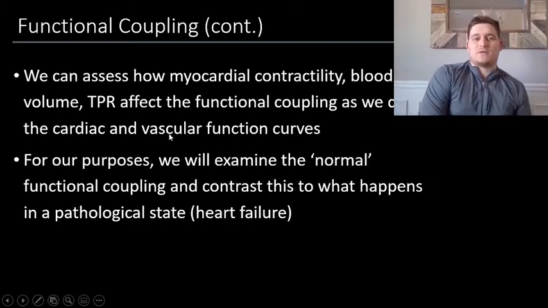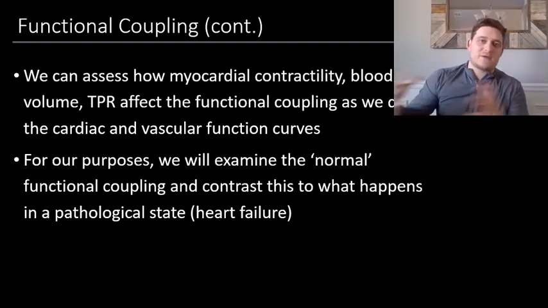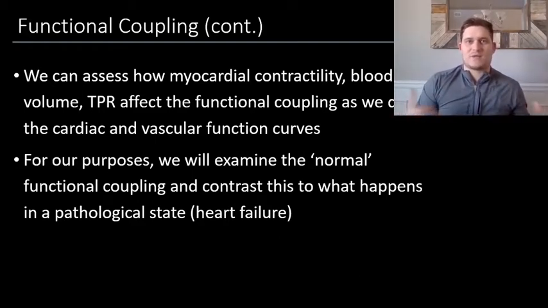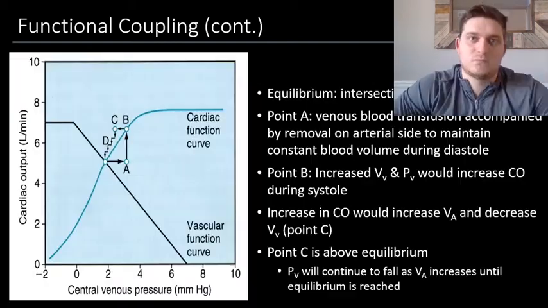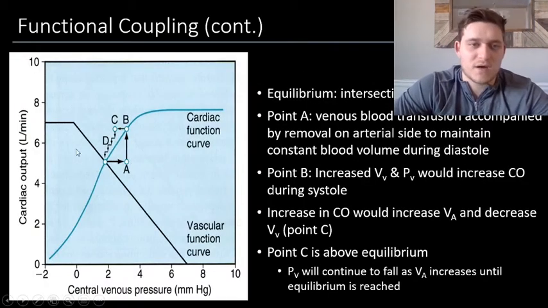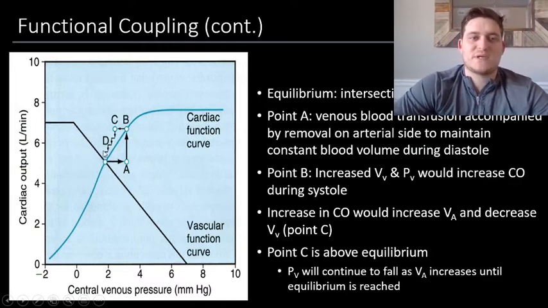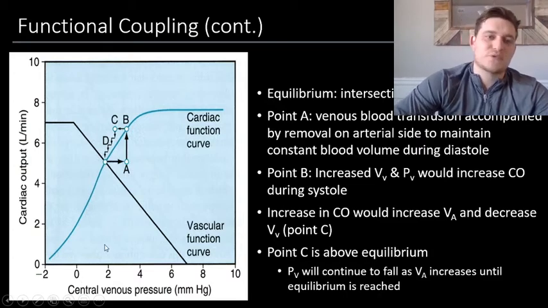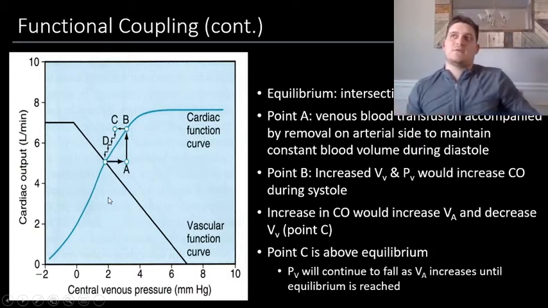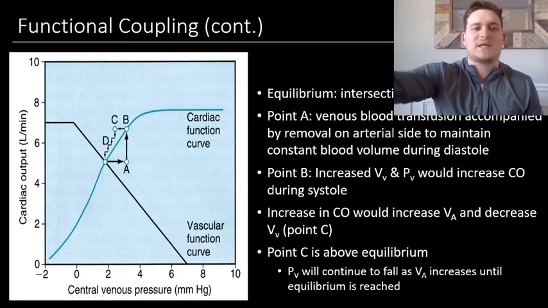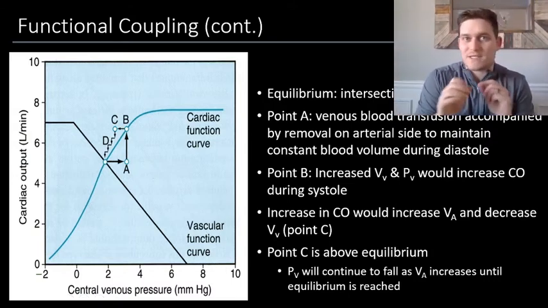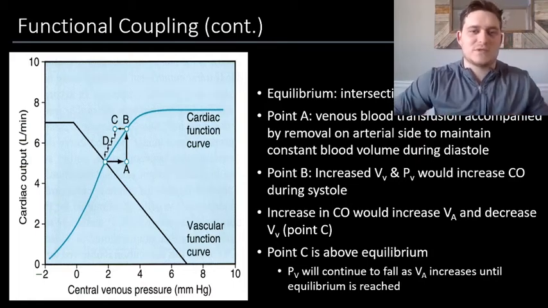So today we're going to look at the normal functional coupling and then compare that to when someone's in a pathological state, like when they have a moderate or severe heart failure. When we look at the intersection of these curves, we see our typical operating point for our bodies, right? This is our equilibrium. This is the point in which cardiac output is producing here 5 liters per minute, and this central venous pressure of 2 is representing that steady state where the volume of blood returning to the heart is equaling the output, right? And there may be these small transient differences, but ultimately they balance out to this equilibrium.